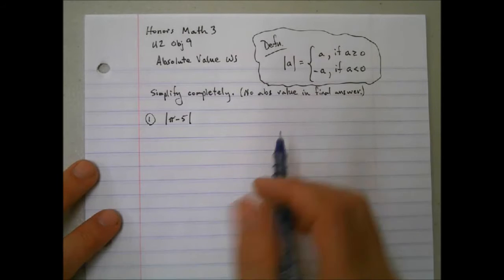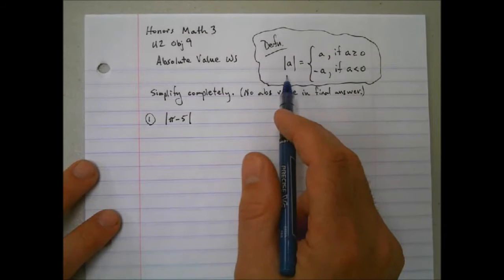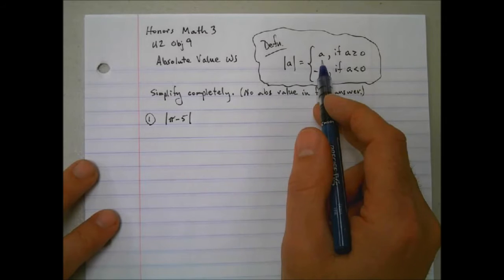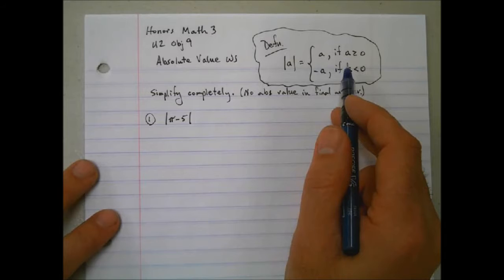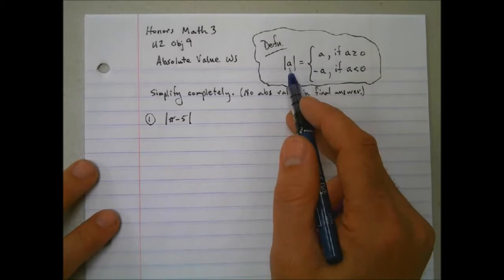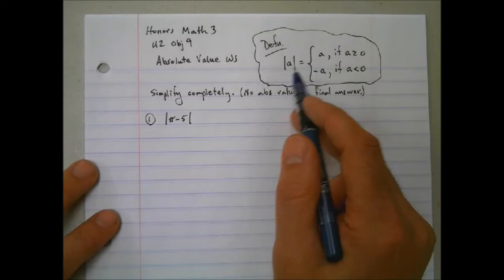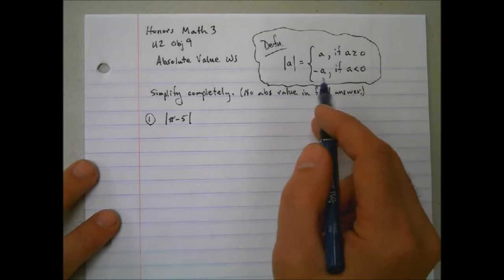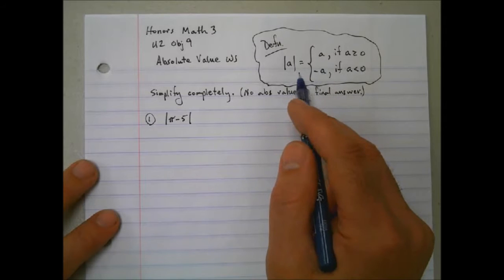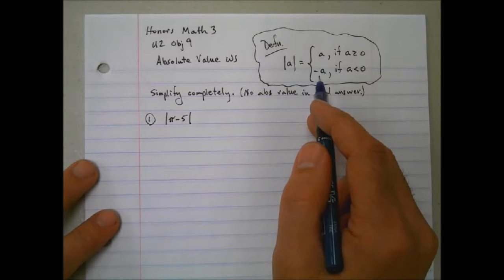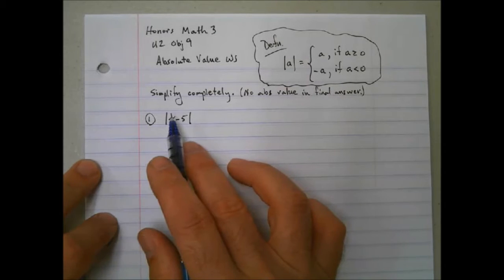So let me remind you of the definition of absolute value. The absolute value of A is equal to A. You just drop the absolute value signs if the inside is non-negative, so if the inside is greater than or equal to 0. On the other hand, if the inside is negative, then you drop the absolute value signs and multiply by -1. Okay, that's the definition.